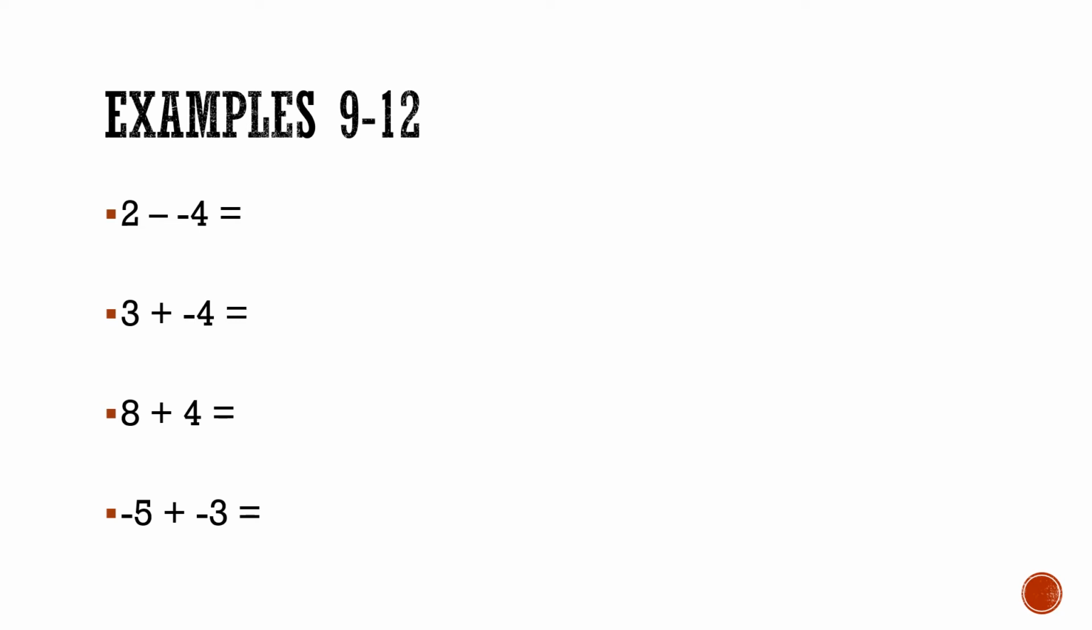Okay, so we have socks again in this one. We have these two negative signs here. So we're going to have 2, and those two negatives, that's matching signs, so it's going to be positive 4. And then we can just solve 2 plus 4, which is 6.